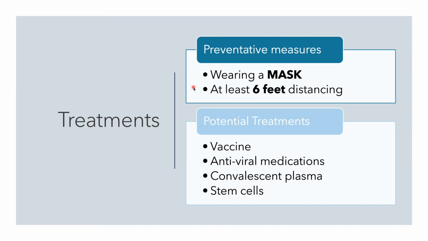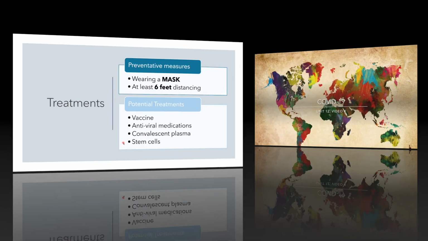Scientific communities all over the world are working hard at coming up with a vaccine and other potential treatments, like antiviral medications, convalescent plasma, which is a treatment where antibodies are taken from an immunized individual and transferred to a patient suffering with the illness, and stem cells, because stem cells, like mesenchymal stem cells, have been shown to help alleviate the robust inflammatory response.